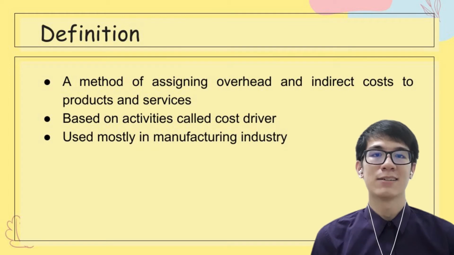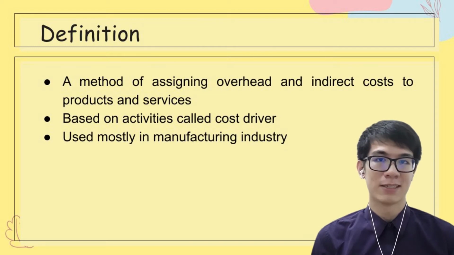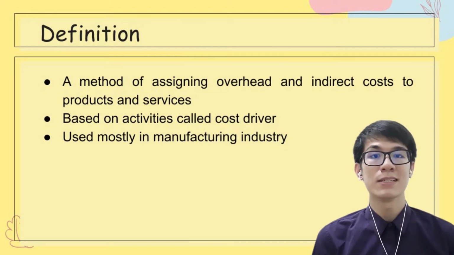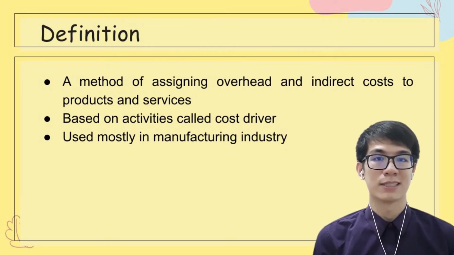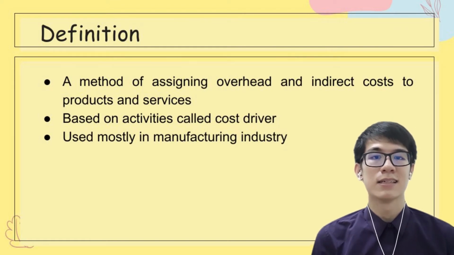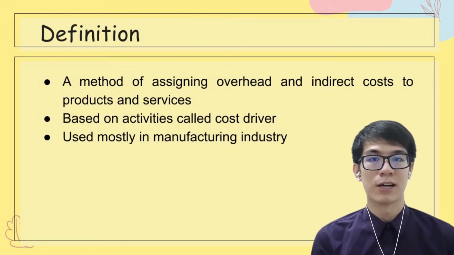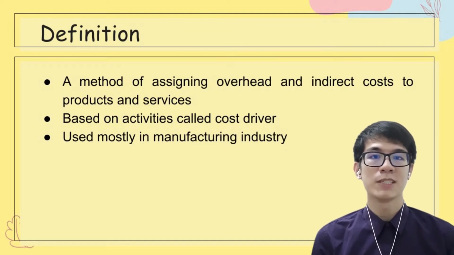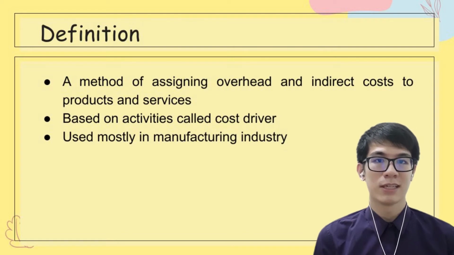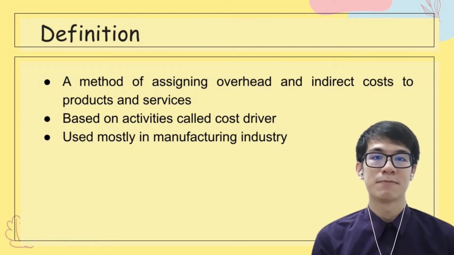My group's article is Relationship between ABC and ABM. So today I'll be talking about ABC. ABC, also known as activity-based costing, is a method that assigns overhead and indirect costs to products and services. This method is also based on activities, known as cost drivers. This method is normally used in the manufacturing industry.